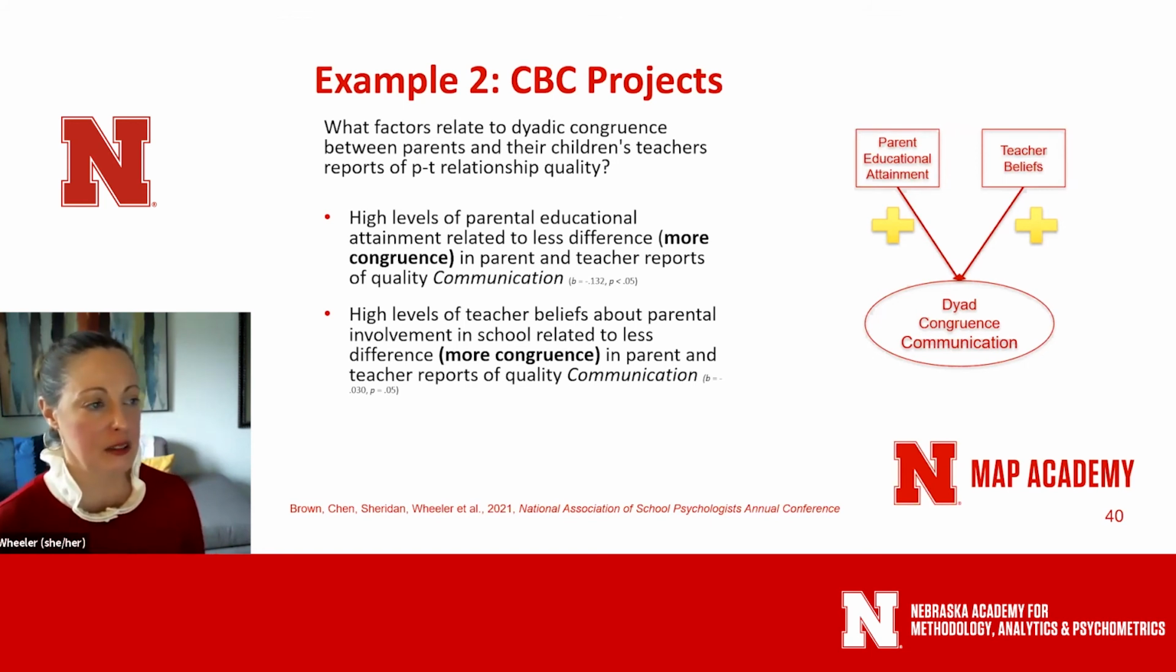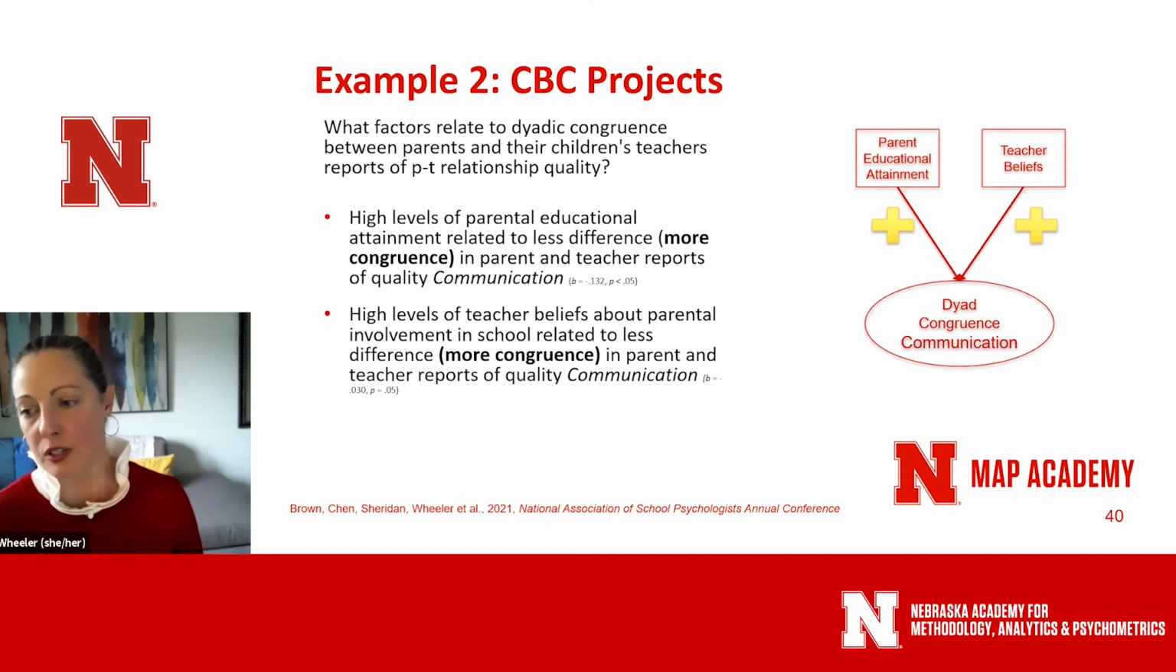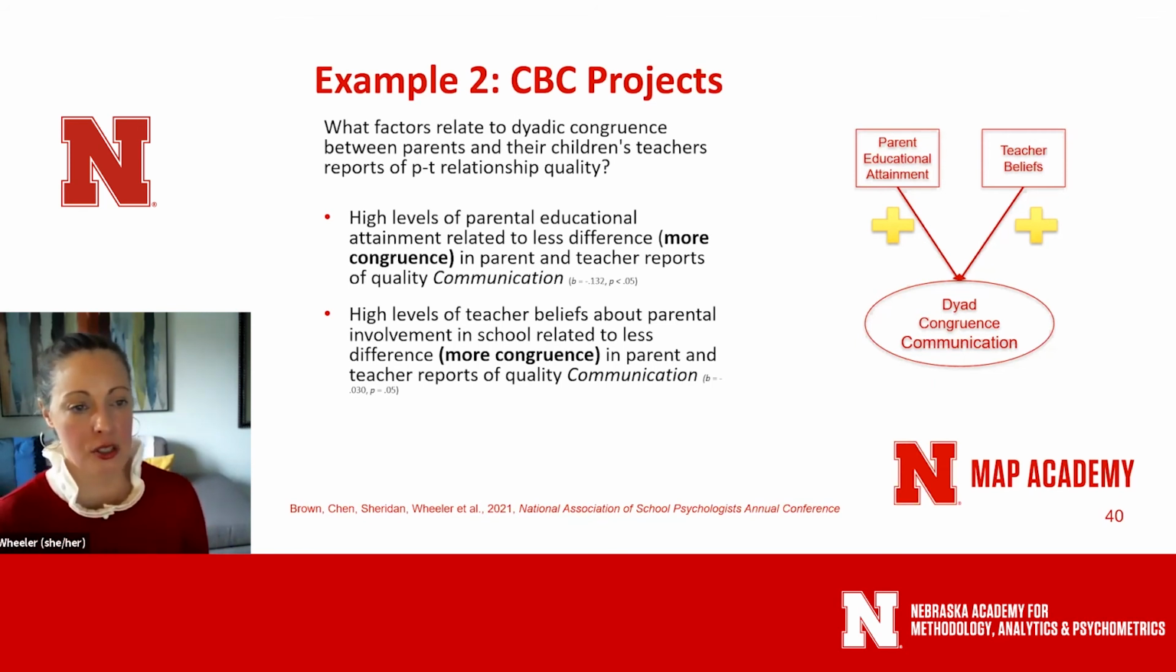But here's another example just to give you an idea of how to use these models. So using that same model, we used data from several randomized control trials examining the efficacy of conjoint behavioral consultation. And we examined what factors relate to dyadic congruence between parents and their children's teachers' reports of parent-teacher relationship quality. We found that parents' level of educational attainment and teacher beliefs about parental involvement in education, each related to quality of relationship communication, right? So we know that parent involvement in education is important, but that relationship between parents and teachers is also important. And so this is a way to try to understand that relationship.